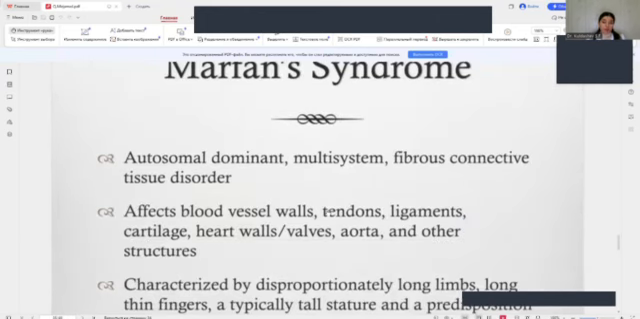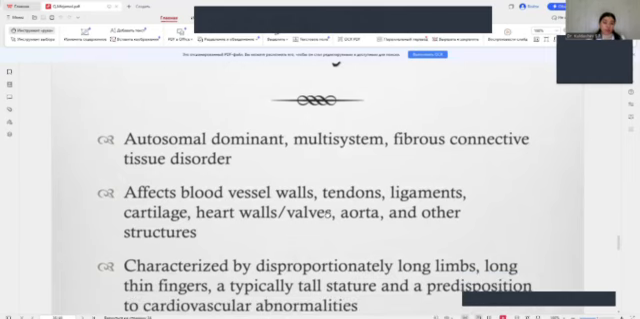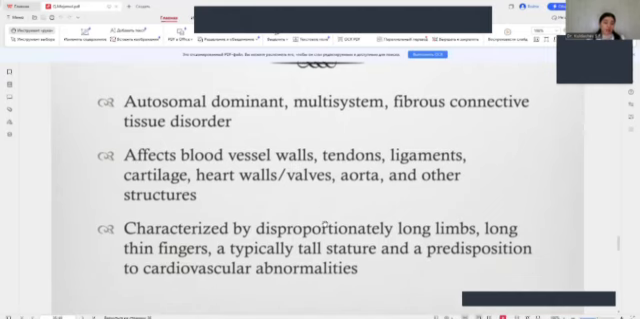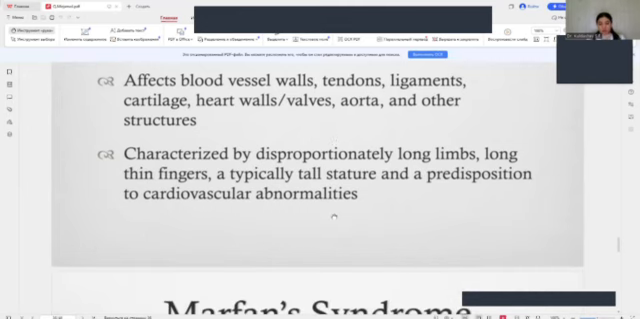Next syndrome is Marfan syndrome. This is an autosomal dominant inheritance, multi-system fibrous connective tissue disorder, which affects blood vessel walls, tendons, ligaments, cartilage, heart valves, aorta, and other structures, characterized by disproportionately long limbs, long thin fingers, and typically tall stature and the predisposition to cardiovascular abnormalities.